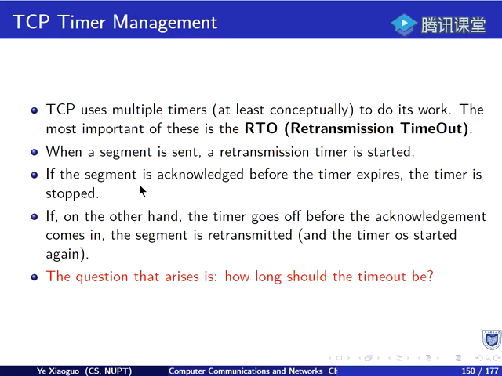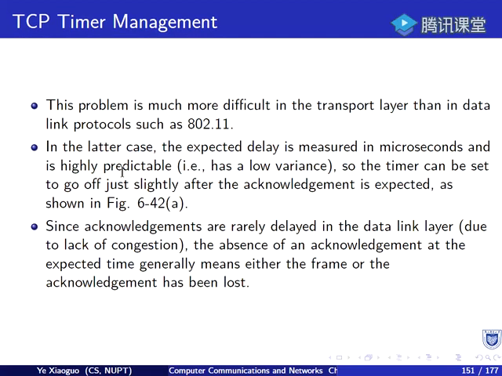Now we will talk about TCP timer management. It is somewhat complex. TCP uses multiple timers to do its work. The most important of these is the RTO, meaning retransmission timeout. When a segment is sent, a retransmission timer is started. If the segment is acknowledged before the timer expires, the timer is stopped. If, on the other hand, the timer goes off before the acknowledgement comes in, the segment is retransmitted. The question that arises is how long should the timeout be?